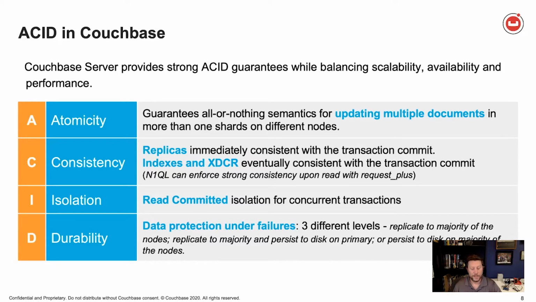Finally, we have isolation. Isolation is really a question about concurrency. If I have multiple people trying to modify records at the same time, what kind of guarantees do I have with respect to how I read the data from multiple changes at the same time? And Couchbase implements read committed isolation for concurrent transactions. We believe, and our research indicates, that's the most common isolation level people are using in their relational databases.